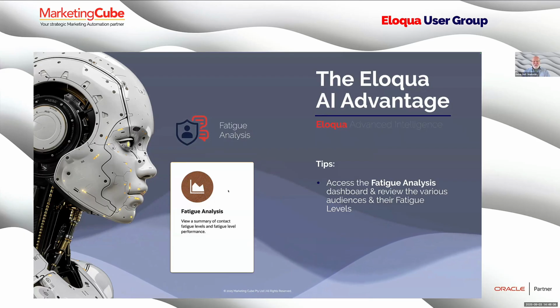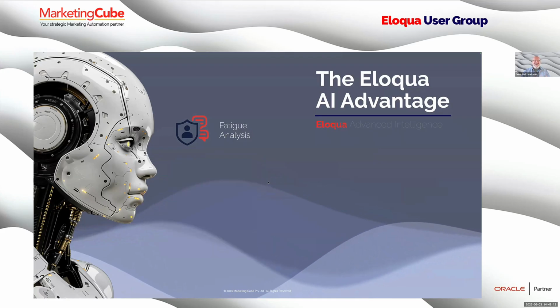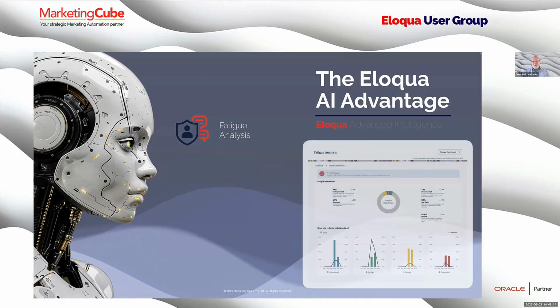The dashboard is simply called fatigue analysis. It should be available to everybody if you've got the Eloqua AI turned on. If you haven't, contact us. We will help you go through that process. But this is what it looks like.